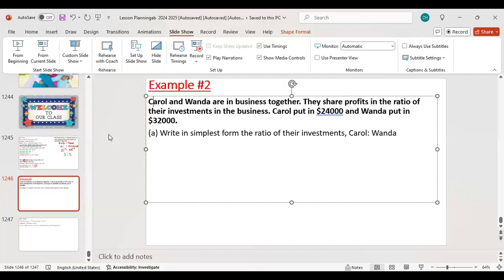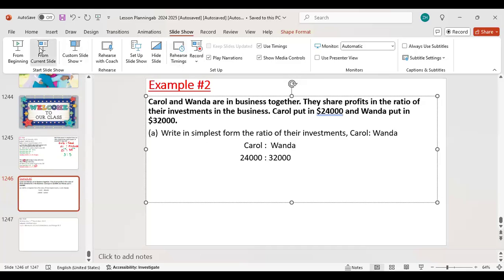Okay, so you're saying that to answer this, it's Carol to Wanda, right? What was Carol's amount of money? 24,000. What was Wanda? 32,000. So Carol to Wanda is 24,000 to 32,000. All right, so how are we going to simplify this?